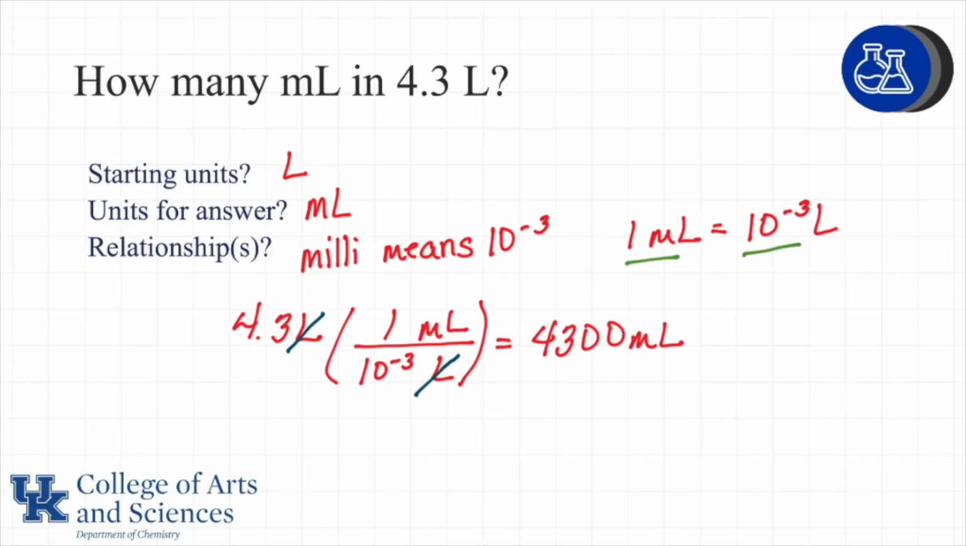Now we need to go back and look at significant figures. With 4,300, it's ambiguous as to whether it has 2 or 4 significant figures. So we're going to write that in scientific notation to avoid any ambiguity. I see that I only have one number, the 4.3, which has 2 sig figs. The meaning of a prefix is a definition. It's an exact number, so I don't look at that for determining the number of sig figs for the answer. Therefore, I need 2 sig figs in my answer, so I have 4.3 times 10 to the third milliliters.